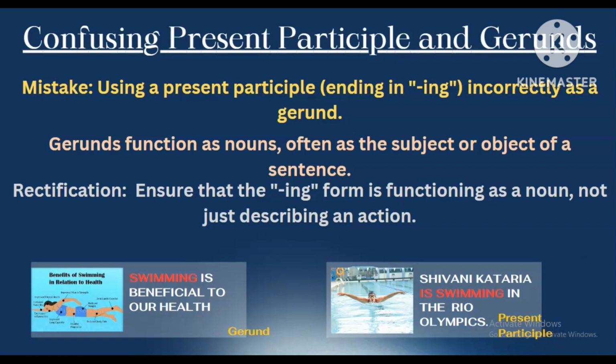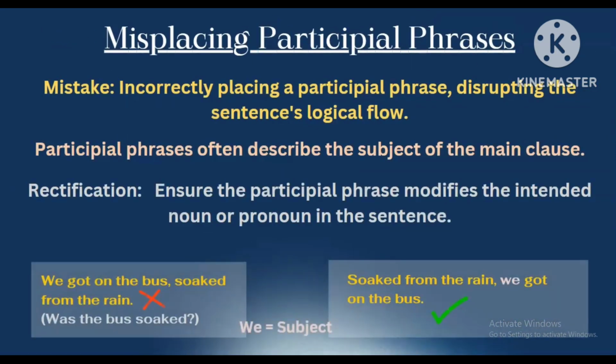And how to identify this? The same way, remember, gerunds function as noun in a sentence. However, the present participle does not act as a noun. So, to rectify this error, ensure that the ing form is functioning as a noun, not just describing an action. If it's describing an action or shows an ongoing action, then of course it's not a gerund. Another common mistake is misplacing participle phrases.